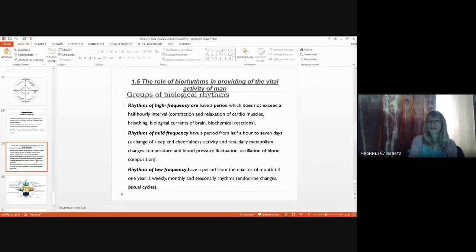A rhythm of middle frequency has a period from half a day to 7 days: sleeping, the change of sleep and activity and rest, daily metabolism change, temperature and blood pressure function, oscillation of blood composition. So all of these processes have frequency, I mean mild frequency, and then low frequency.